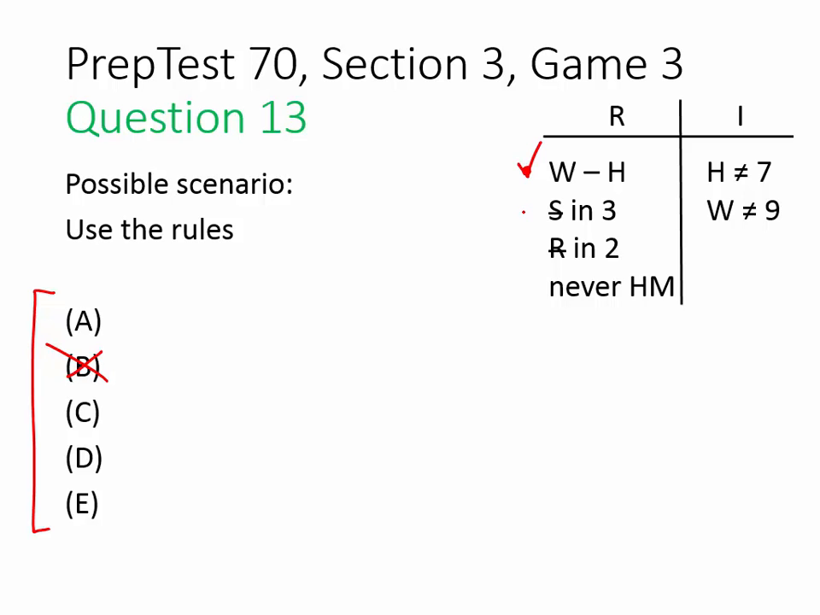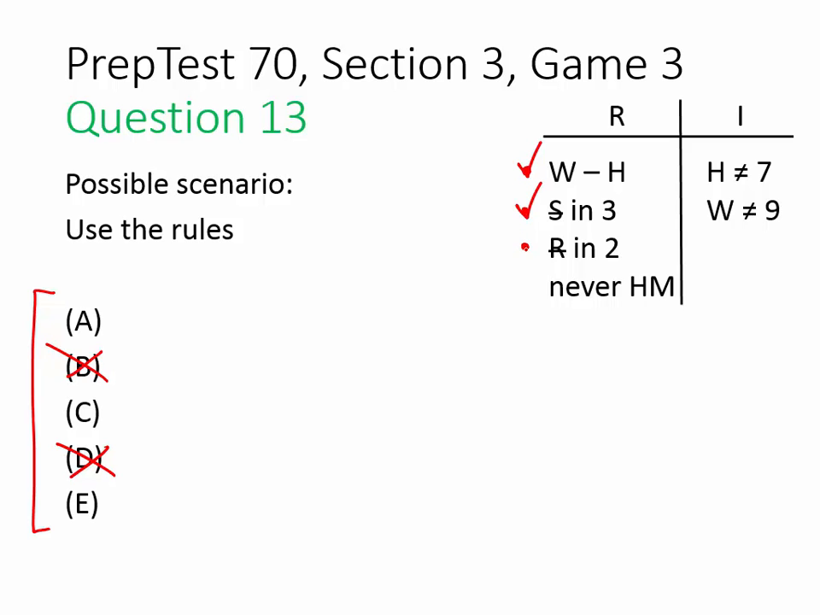Next rule, S cannot be shown on screen 3. So in answer choice A, S is not on screen 3. In answer choice C, S is not on 3. In answer choice D, S is on screen 3, so we can eliminate that. And in answer choice E, we are fine. S is not on screen 3.